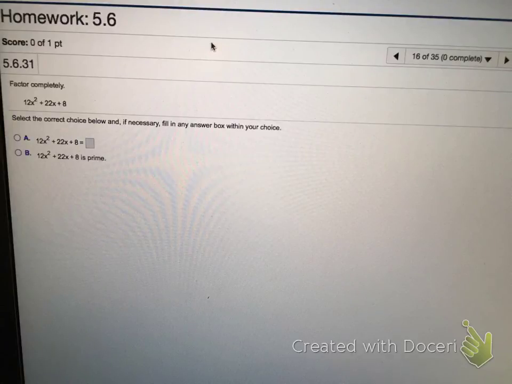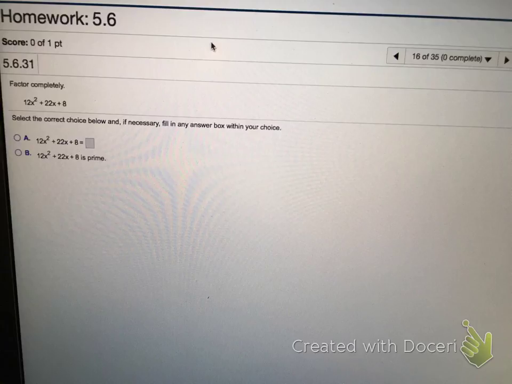Here we have another problem from section 5.6, 12x squared plus 22x plus 8. This is a trinomial and it needs to be factored. So first, let's take a look at this trinomial and we can see that we have a greatest common factor here. When we look at 12, 22, and 8, we can see that the greatest common factor is 2.